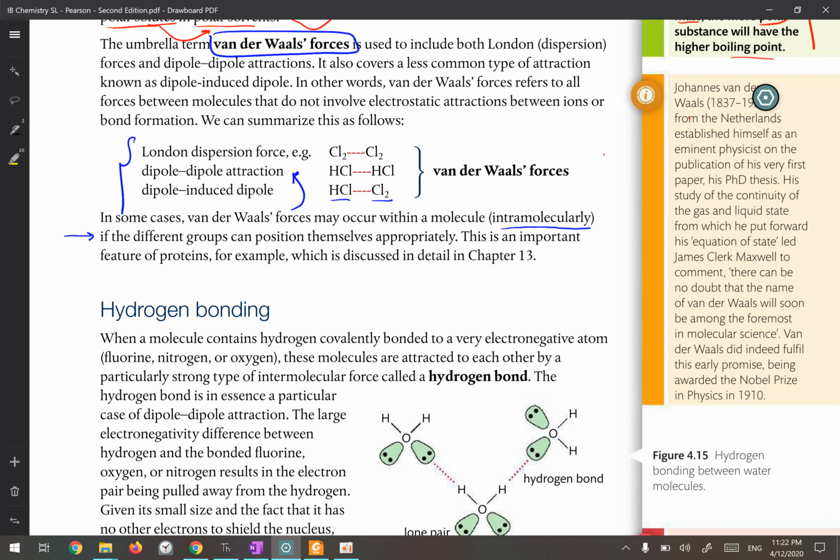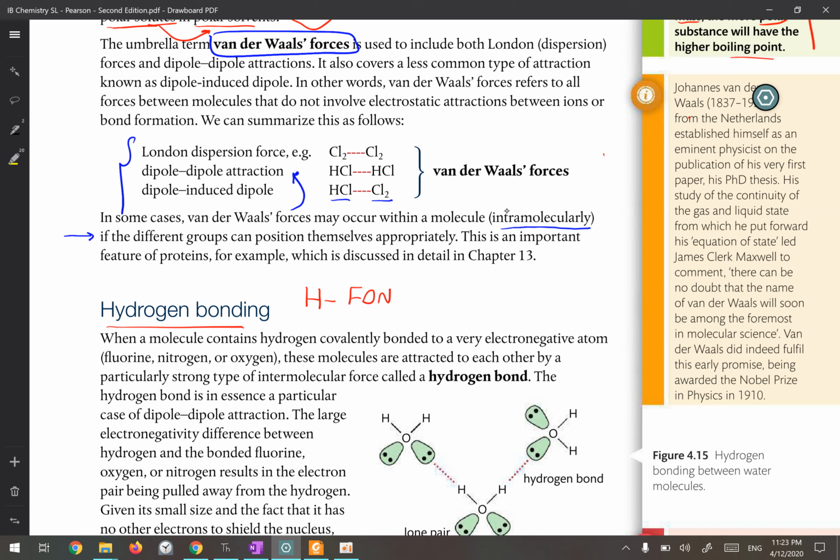In the previous video, we talked about the London dispersion forces. In this video, we continue to talk about the intermolecular forces, and we want to talk about the special case, hydrogen bonding. Hydrogen bonding happens when the hydrogen is connected to electronegative elements like fluorine, oxygen, and nitrogen.